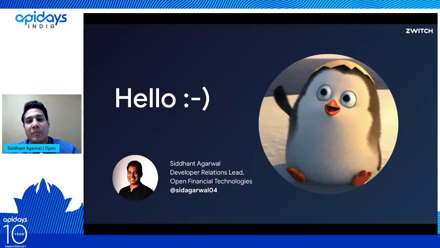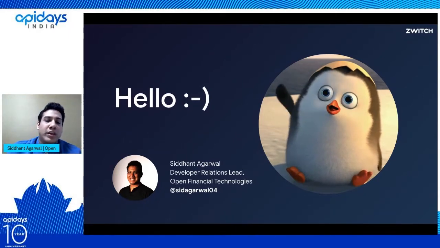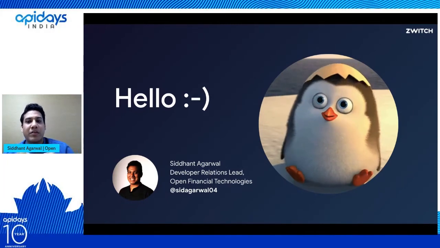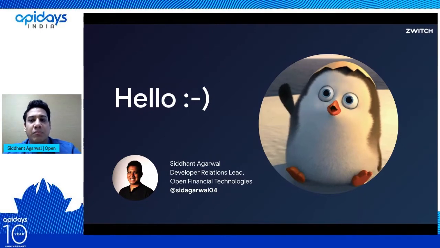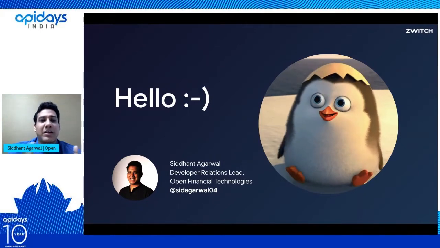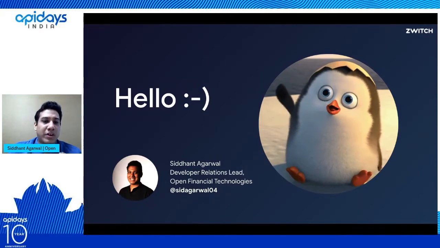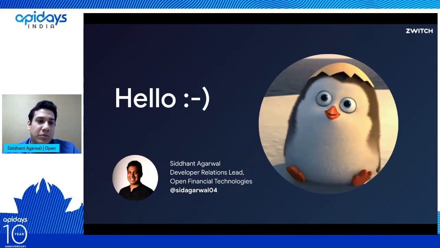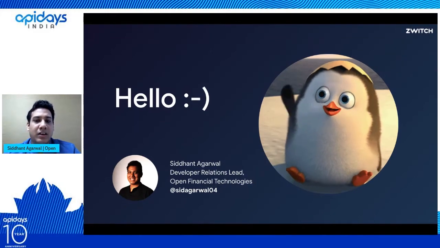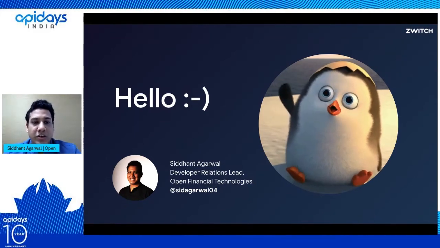So, quick brief about what we are doing at Open. We are building Zwitch.io. It's an embedded finance platform where we firmly believe that financial services are a means to an end, not an end in themselves. And it's a matter of time before the majority of them will be contextually delivered within an existing product or service, driving better engagement, retention, monetization, or process improvement for the concerned product or service. With this, let's get started.